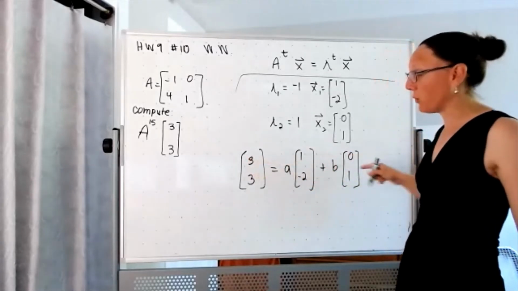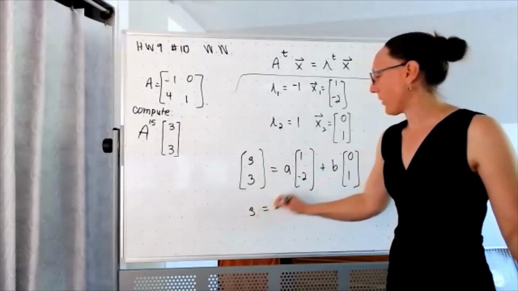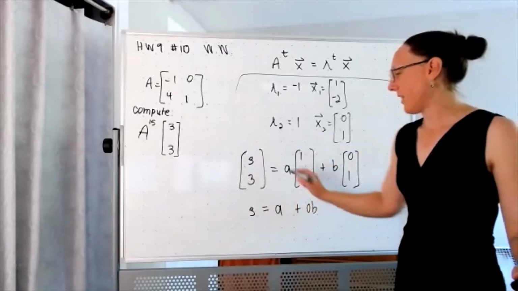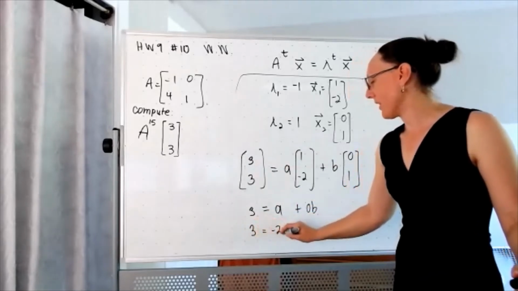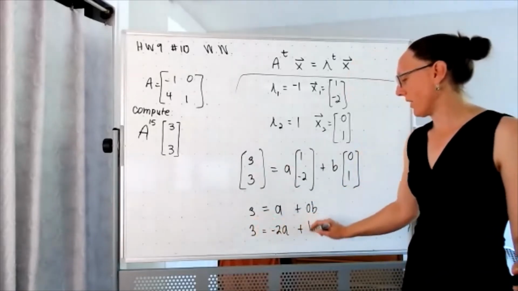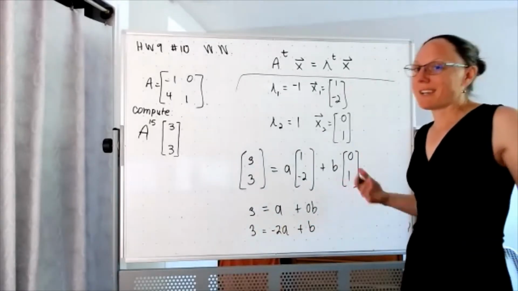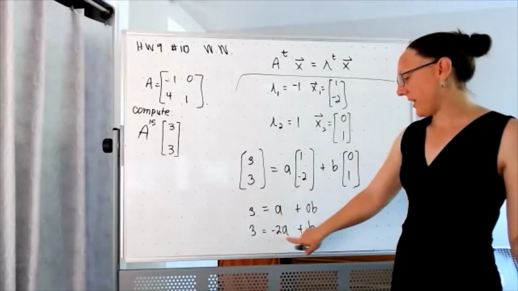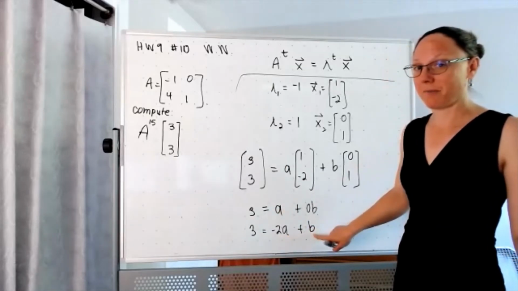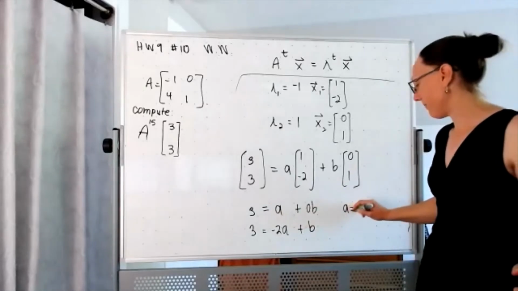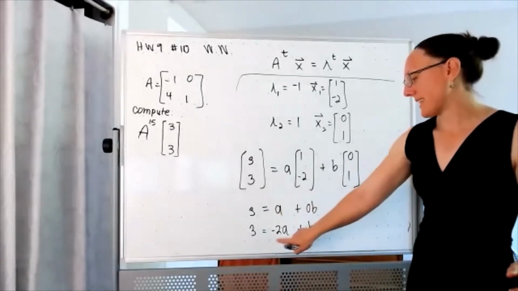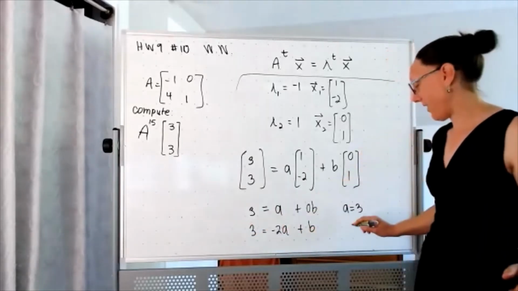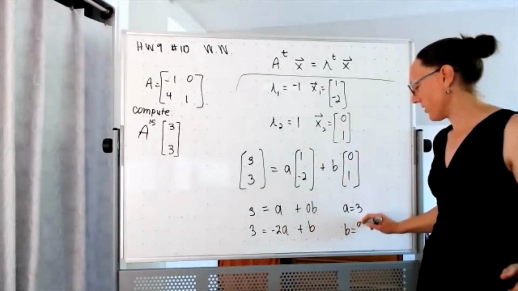If I read through the top row, that would say 3 is equal to 1 times A plus 0 times B. And the bottom row would say 3 is equal to negative 2 times A plus 1 times B. Because the numbers worked out so nice, A is equal to 3, and once I know that, it's pretty quick to solve for what B is. So my A is equal to 3, which means that's a negative 6. And if I add 6 to both sides, I'll get that B is equal to 9.